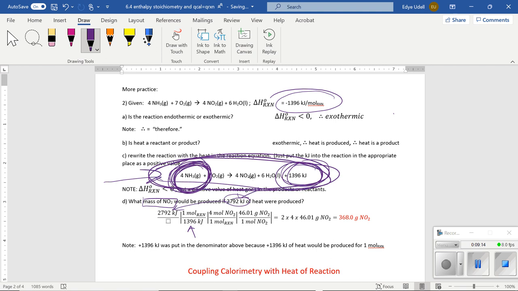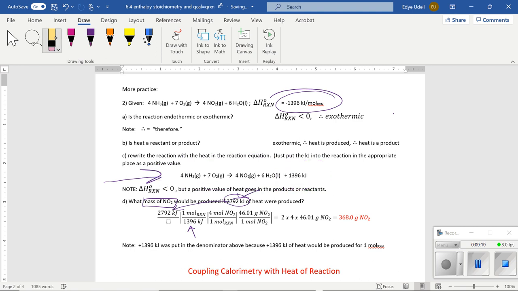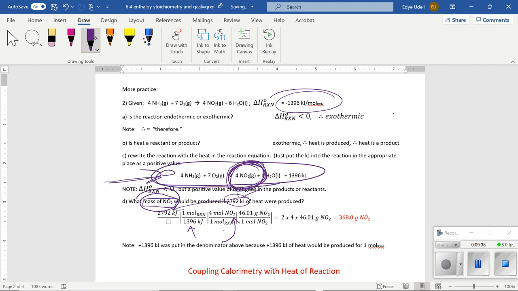So, oops, the question's not asking about NH3 though. The question is asking about NO2. So let's go over here. My eyes got stuck on the floor. We're looking for NO2. So first we have to get our moles of NO2. So there's 4 moles of NO2 and 1 mole of the reaction. This reaction happens once through. We get 4 moles of NO2. And now we need the molar mass to go to grams of NO2. 1 mole of NO2 is 46 grams.